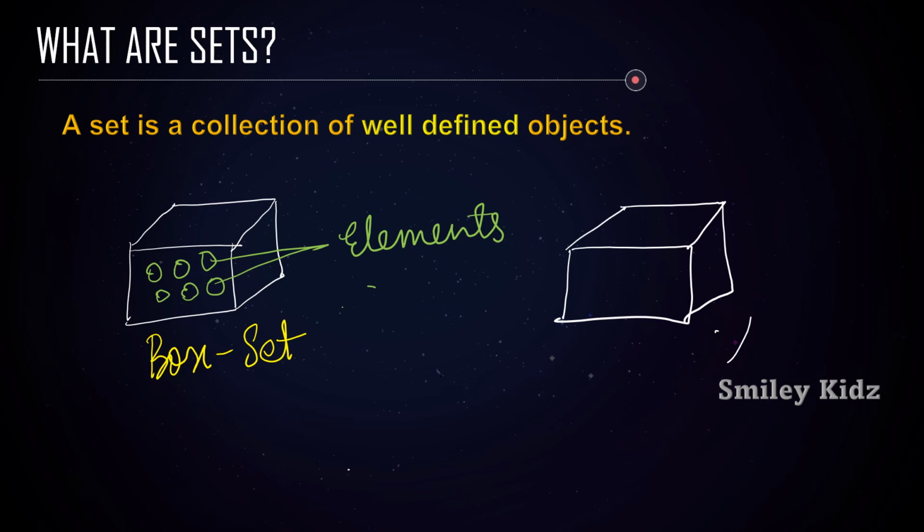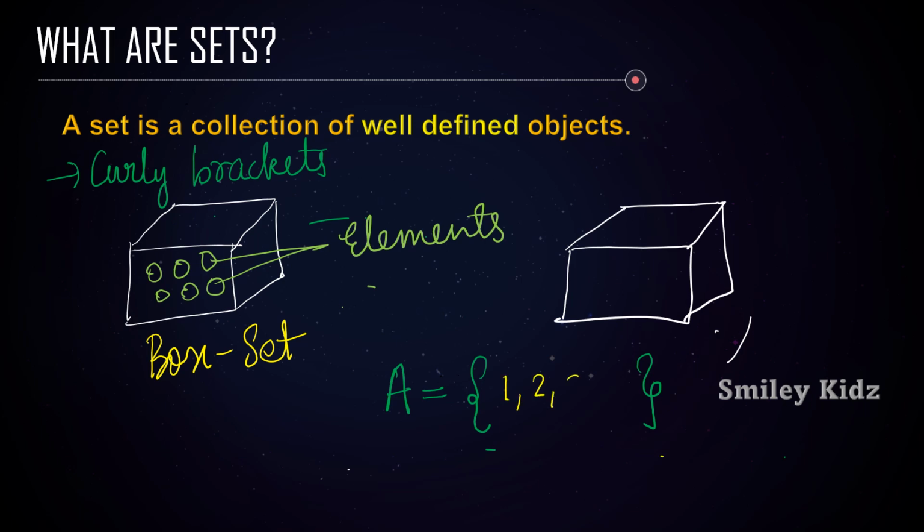We generally represent sets by using curly brackets or flower brackets. Now, if I say there is a set A which is equal to, here I'm going to put the curly brackets and whatever the elements that are present in it. Let's suppose say I have 1, 2, 3, 4. These are the elements present in my set, right? Then I represent the set in this manner.